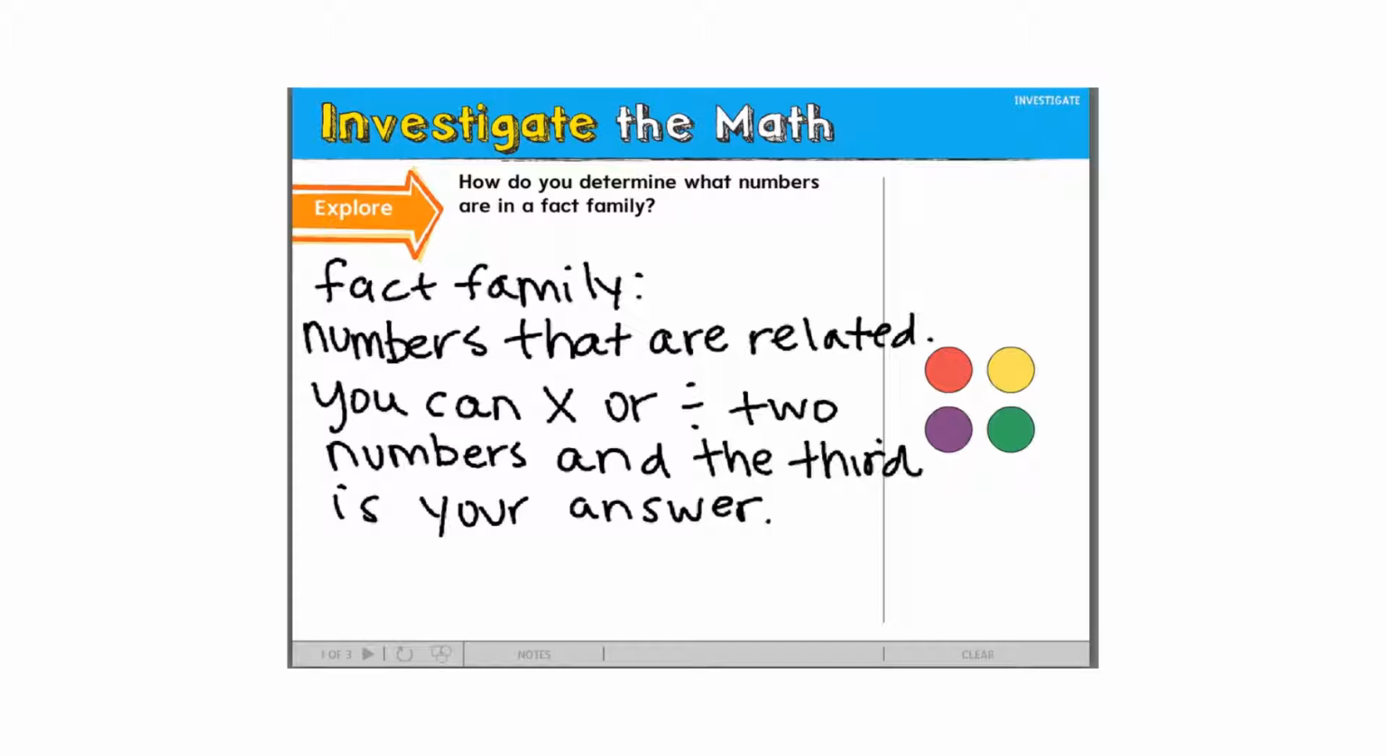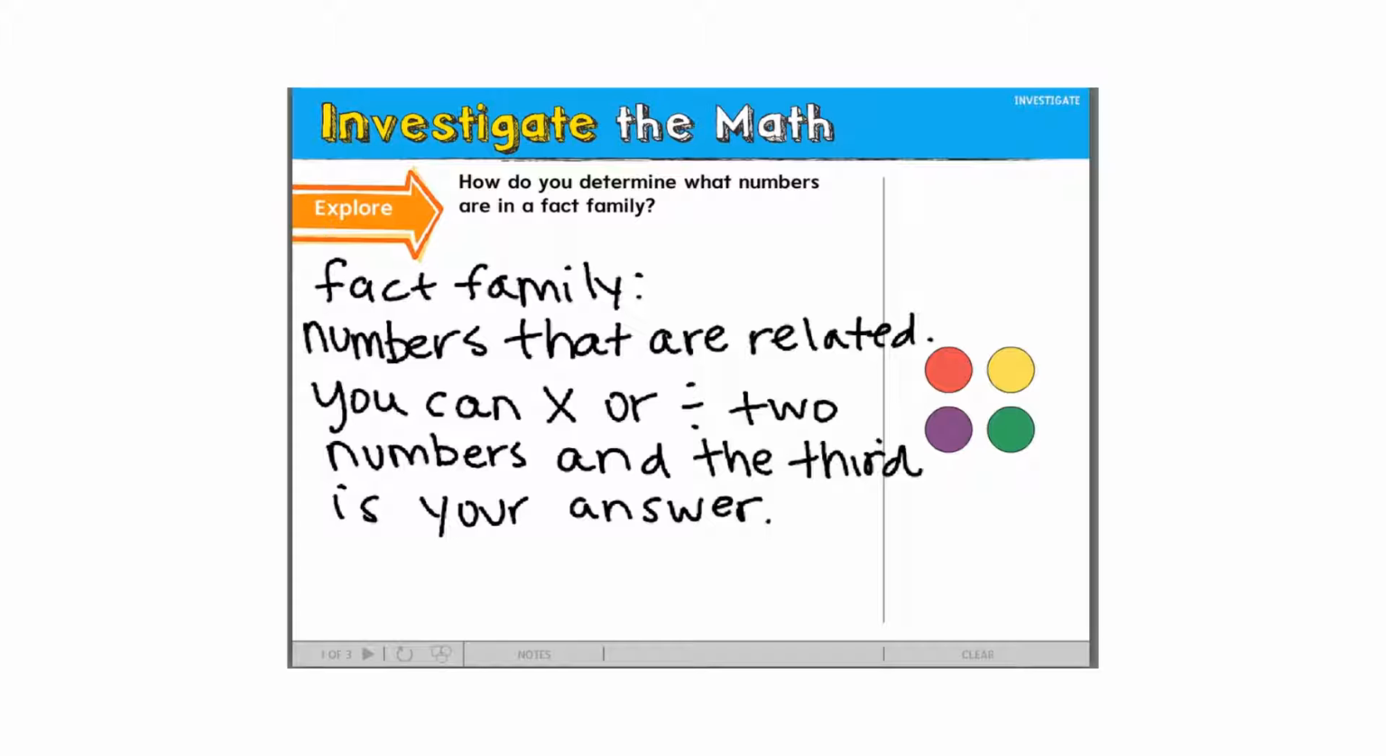So you can multiply two of the numbers. If you were multiplying, you'd be multiplying the two smaller numbers and getting the larger number as your answer. And then if you want to use division, you take the biggest number and you would divide it by either of the other two numbers, and you're going to get the other number as your answer. So those three numbers will always work together as part of your fact family.